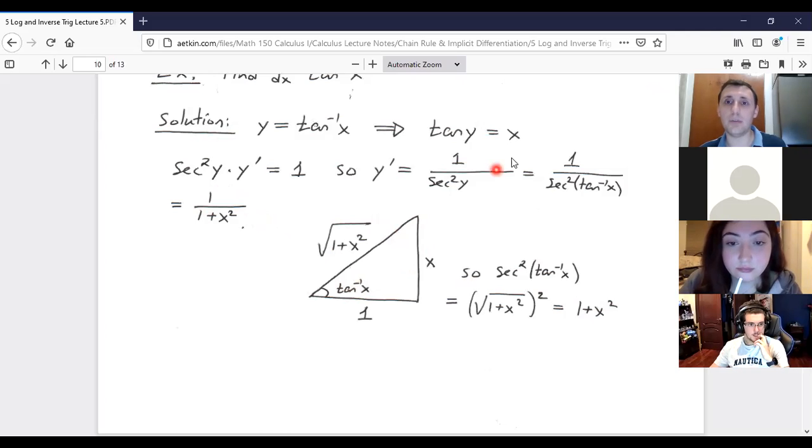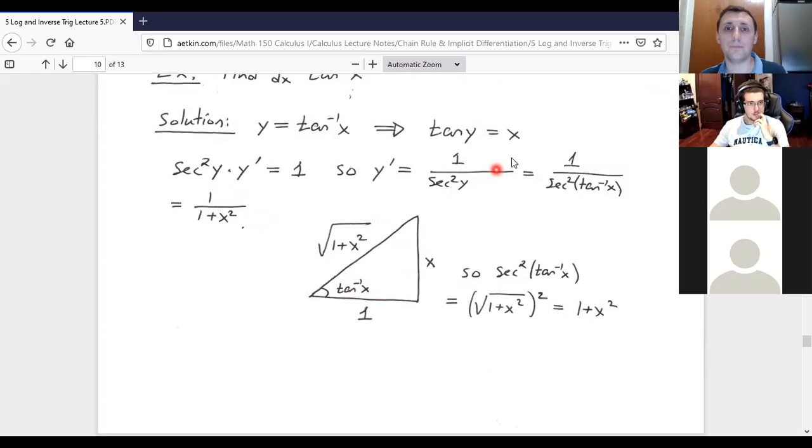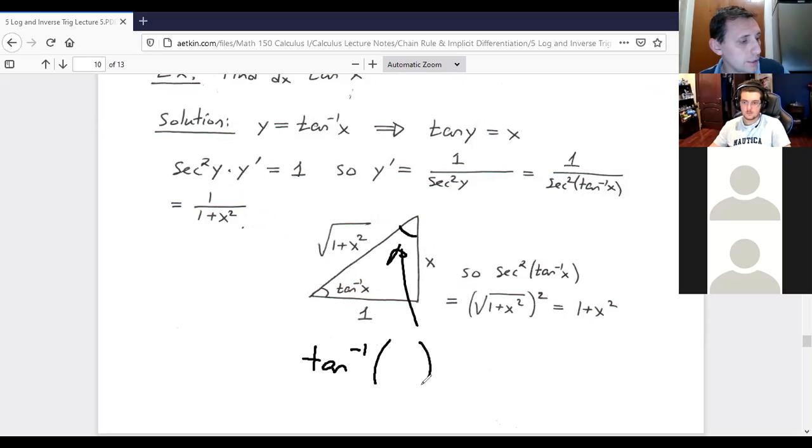If not, by the way, here is a very quick comprehension check. Could you tell me, please, in terms of arctangent, this thing is arctangent of what angle? I took this angle here. You have this triangle. It's arctangent of what angle?